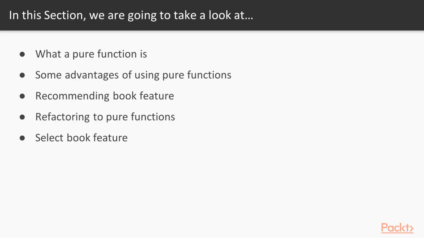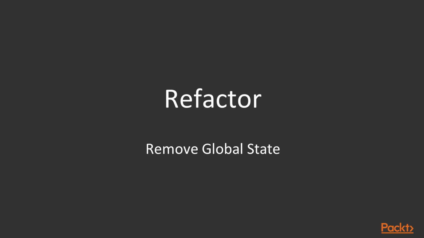In this section, we'll try to demonstrate what a pure function is and why we might prefer to use pure functions in the business logic part of our application. We'll implement a complex business logic case, the recommend book feature. We'll also try and refactor some of our existing code and finally implement a key feature, select book.